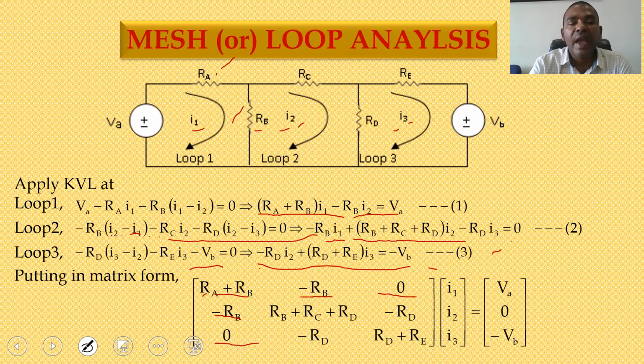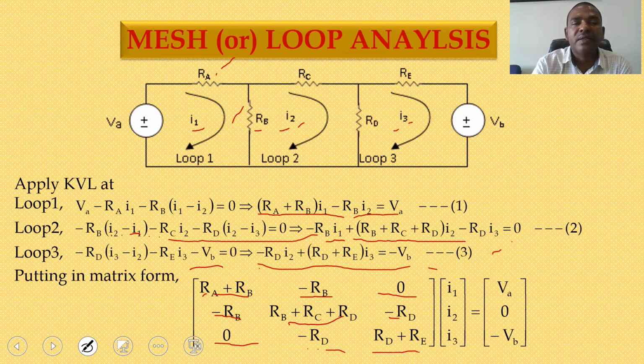Then coming to A22. A22 is entire loop 2 connecting passive elements. So RB plus RC plus RD. So that is the value you are getting for A22. Then A23 or A32. The connection between loop 2 and loop 3, or loop 3 and loop 2, is RD. So half diagonal elements are always multiplied by minus sign. And the final value A33 is entire loop 3 connecting passive elements RD and RE. Take the summation. So this is your LHS part.